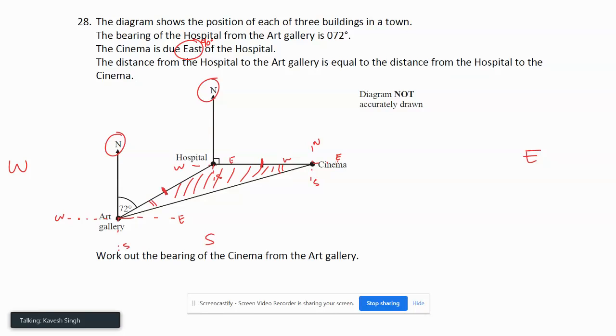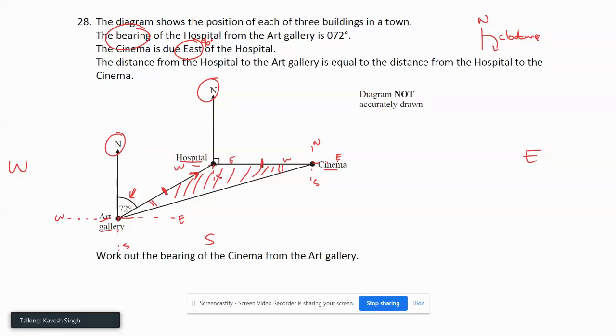The diagram shows the position of each of the three buildings, and we know that's art gallery, hospital, and cinema. The bearing, remember, always starts from north and works in a clockwise direction. So you start from north and you work in a clockwise direction every single time if you need to work it out. The bearing of the hospital from the art gallery is 72 degrees. You can see if you're going to go in this direction over here, it's going to be 72 degrees. We can see that there.